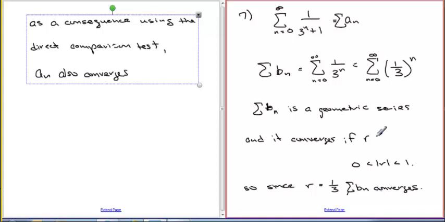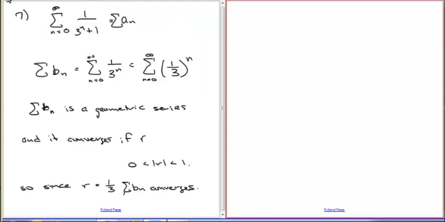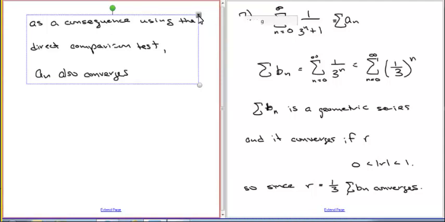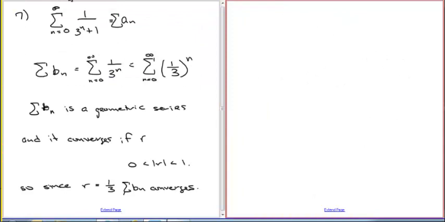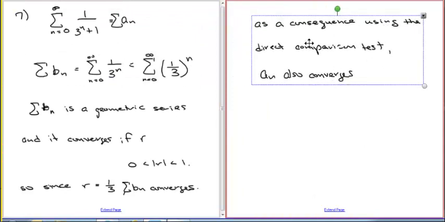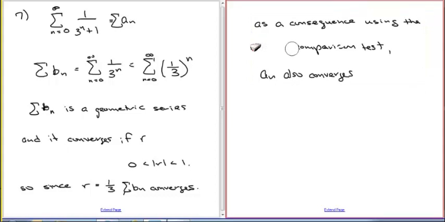Now we'll copy that, add a page, and paste. Oh, something happened here. My copy didn't work. Copy. Okay. Paste. As a consequence, using the direct comparison test. Once we know this converges, then we can use the direct comparison test to say that this converges. And I guess that should be a summation sign here. The series converges. Okay.